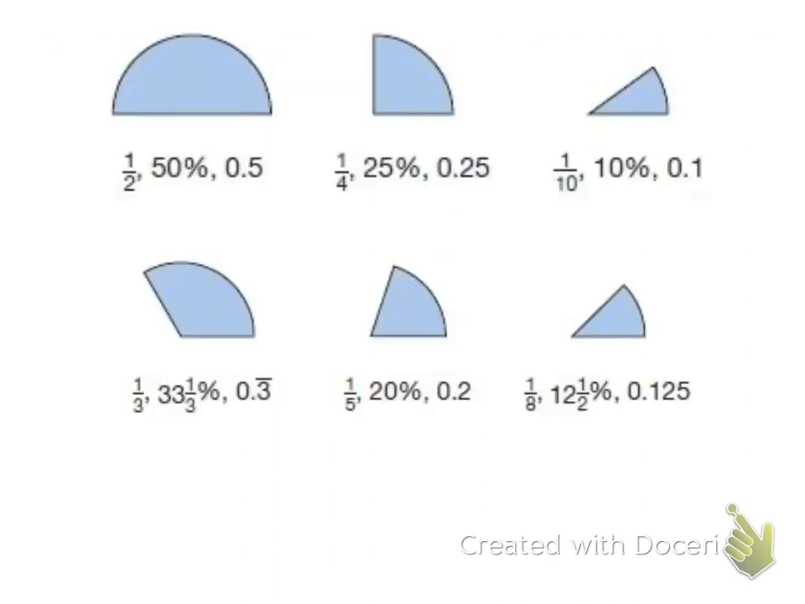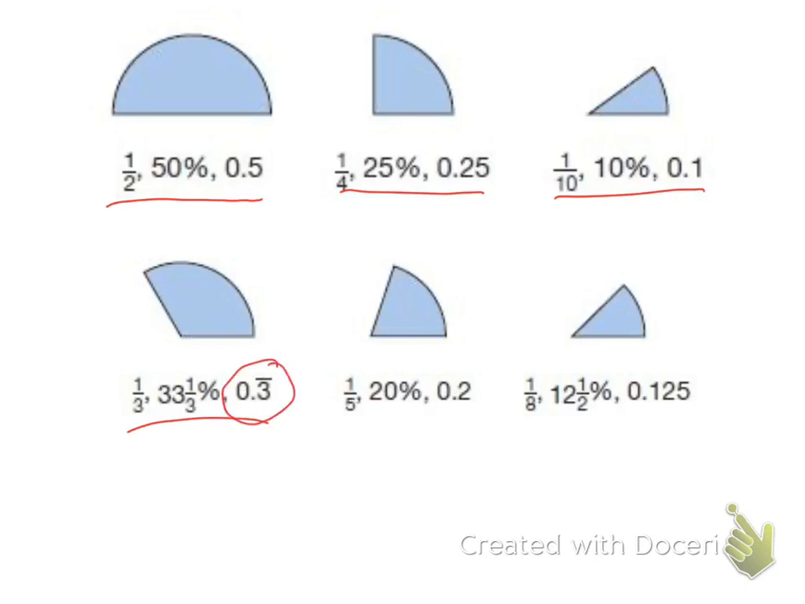That example refers to the manipulatives we can use in the investigations that you would do in class. They all have a fraction, percent, and decimal printed on them. For example, we have 1/2 equals 50%, which is the same as 0.5. 1/4 is the same as 25%, or 0.25. 1/10 is the same as 10%, or 0.1. 1/3 is the same as 33 and 1/3%, or 0.3 repeating.